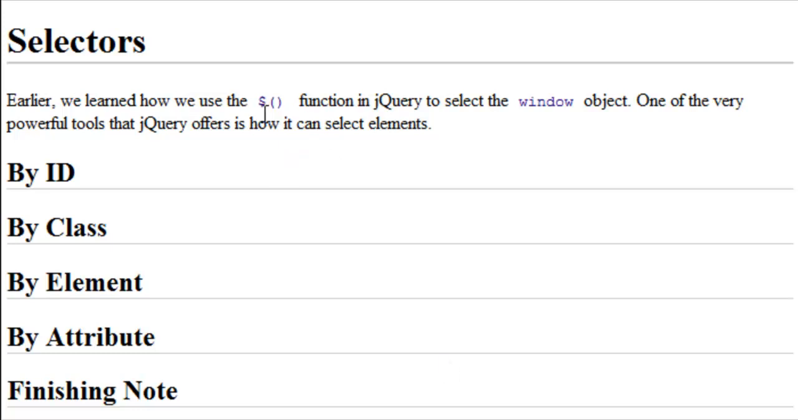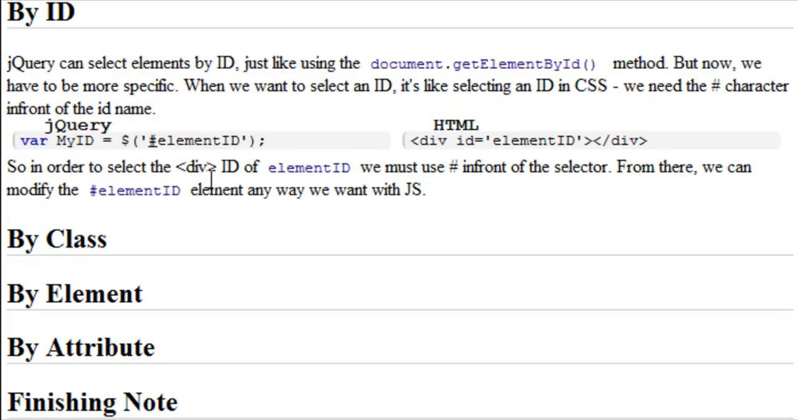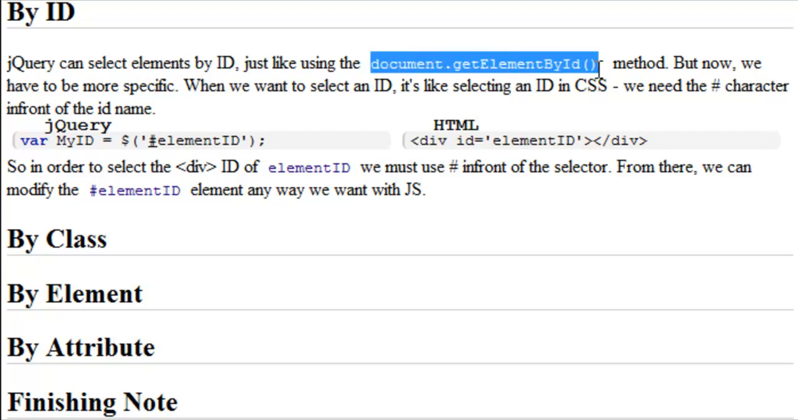Earlier, we learned how to use the $ function in jQuery to select the window object. One of the very powerful tools that jQuery offers is how it can select elements. First, we're going to look at how we can select by ID. jQuery can select elements by ID, just like how we use the document.getElementById method.